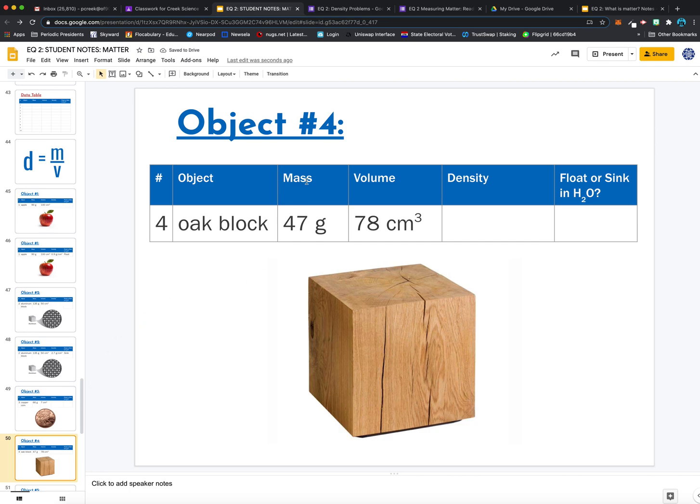Number 4 is an oak block. Its mass is 47 grams. Its volume is 78 centimeters cubed. Once again, pay attention. We're on number 4 on your data table. Calculate the density of number 4 by taking its mass divided by its volume, get the density, and then say float or sink in water. You go ahead and pause the video and do that.